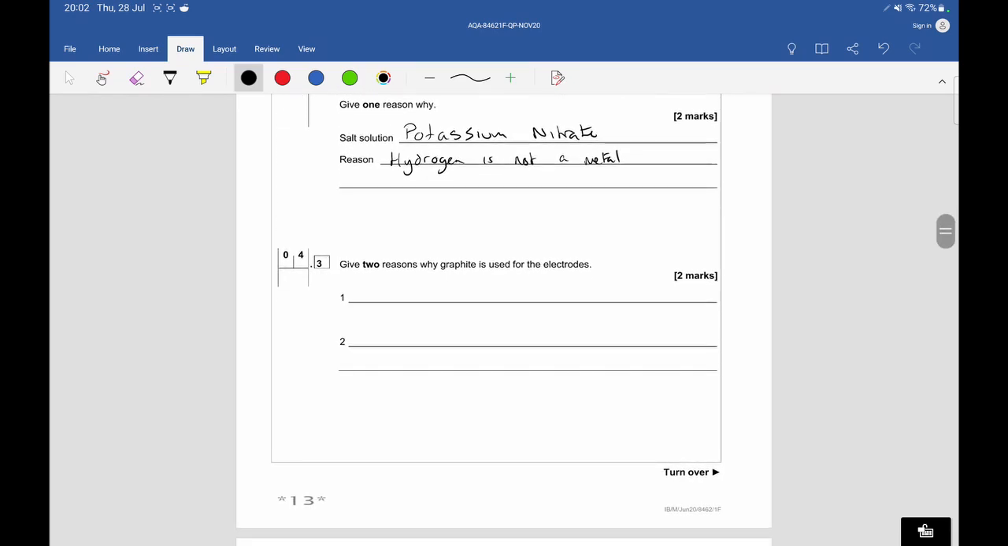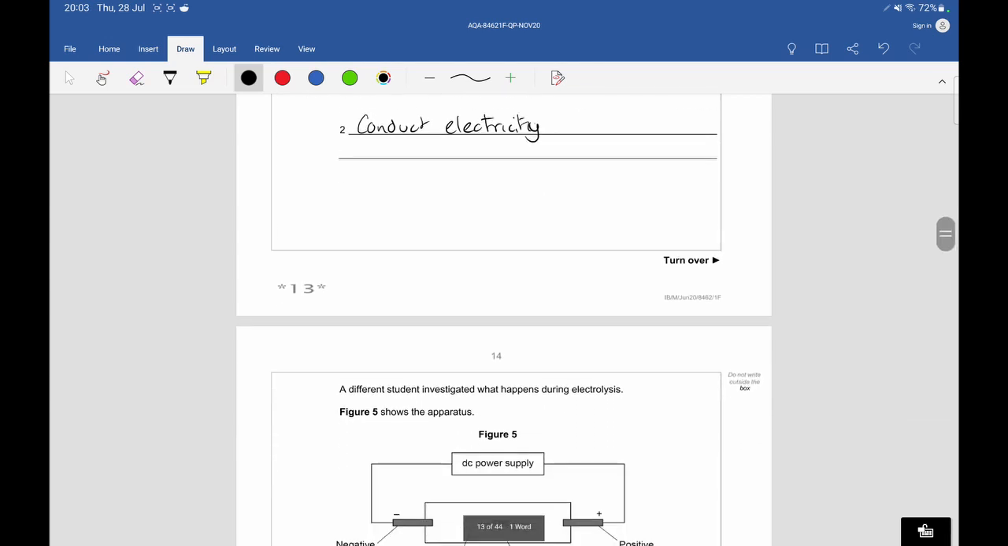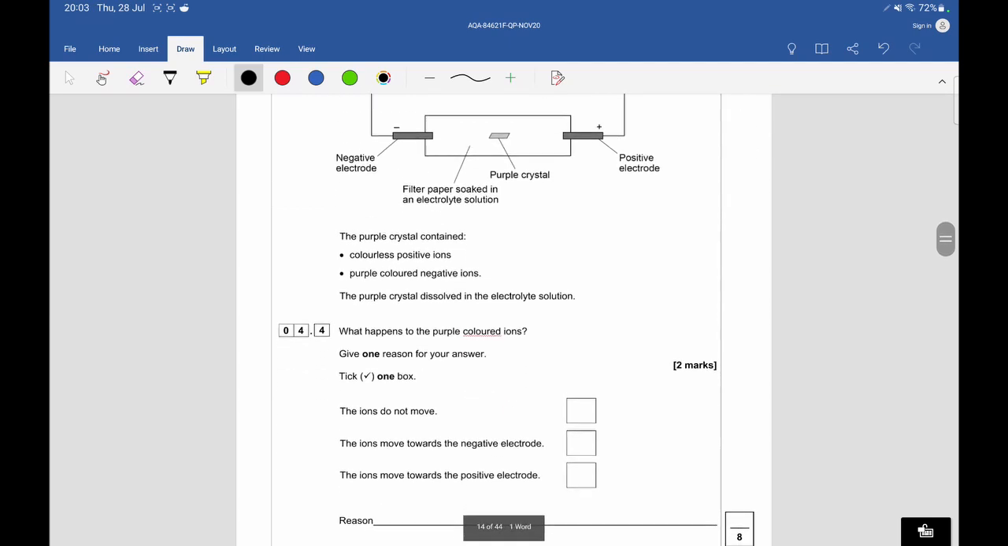Question 4.3 says, give 2 reasons why graphite's used for electrodes. Well, we use it because it's inert. You should know what inert means. You could also say what it means as well. You could say unreactive because that is what it means. And you could also say another reason we use it is because they conduct electricity. You could also mention that it's got delocalized or free electrons instead of saying it conducts electricity, because that means the same thing. There's nothing wrong with you saying that.